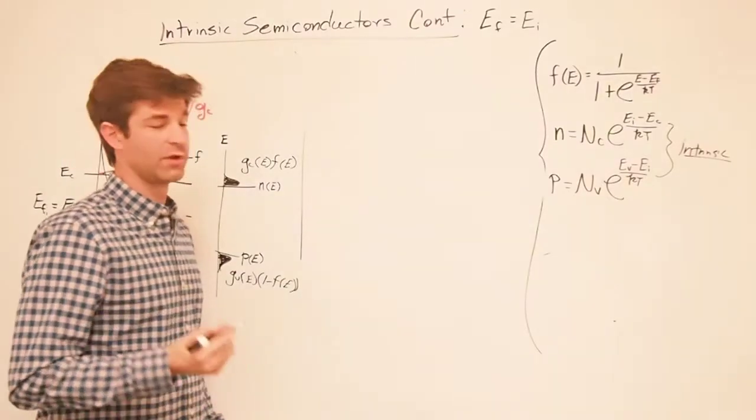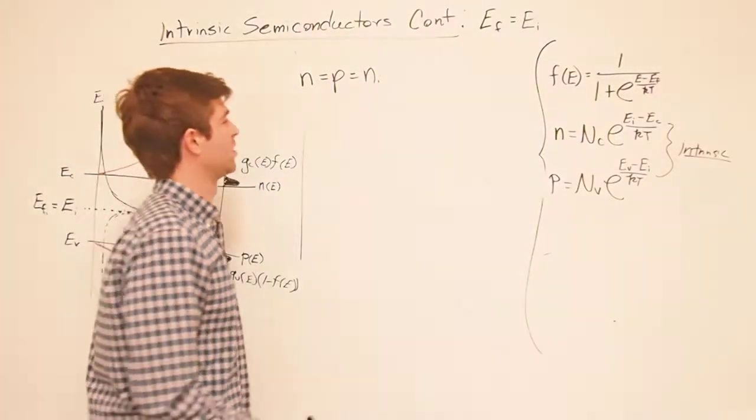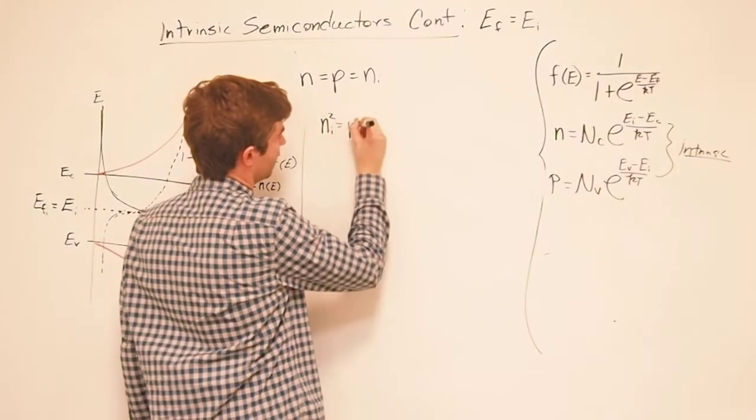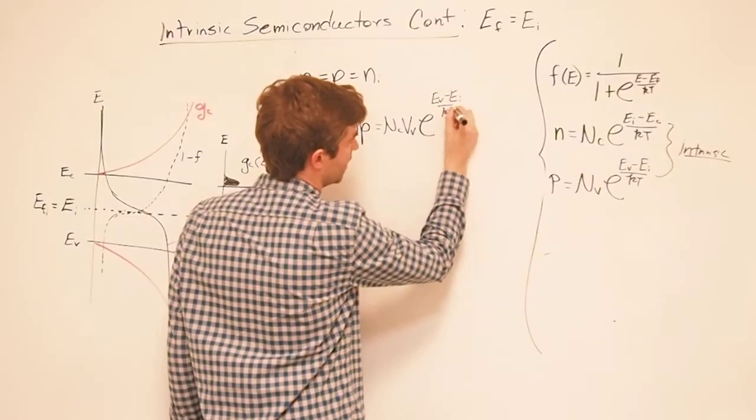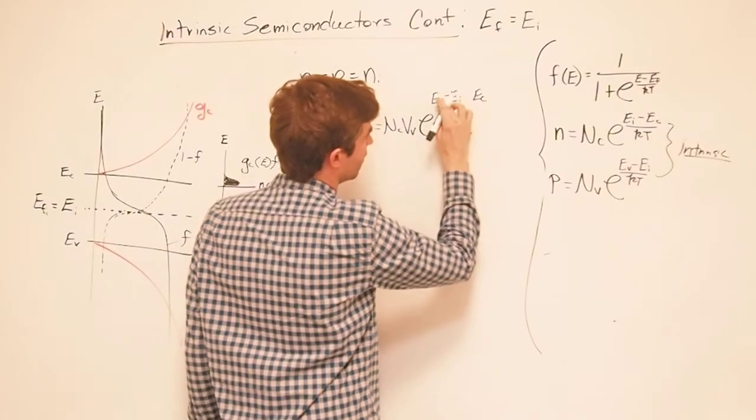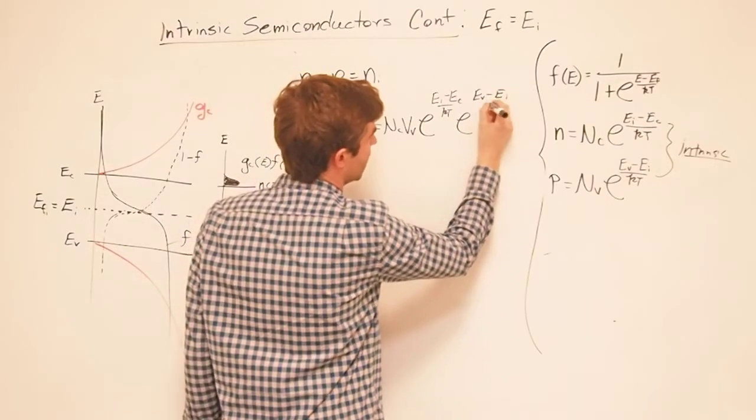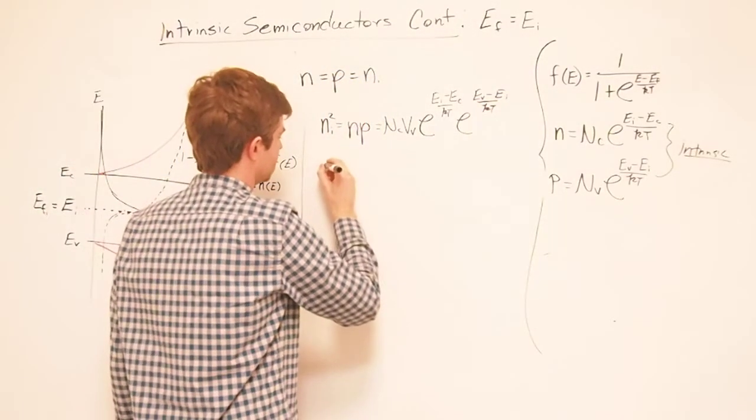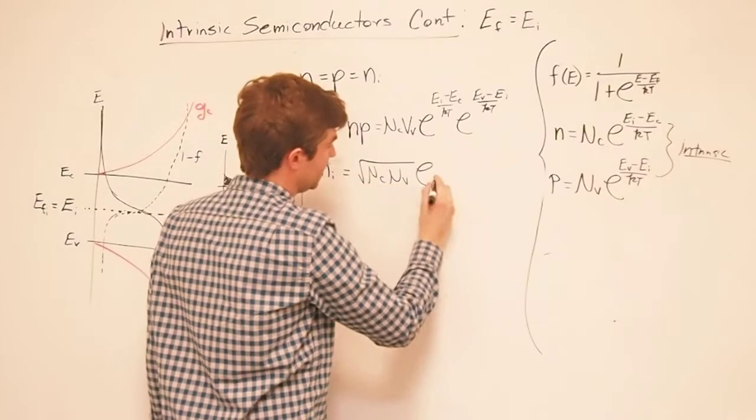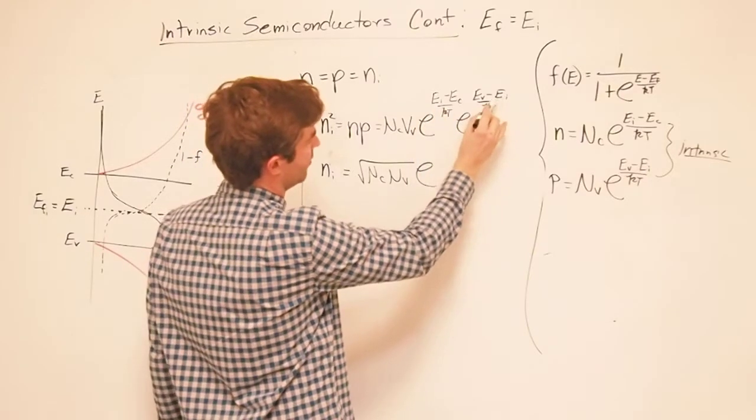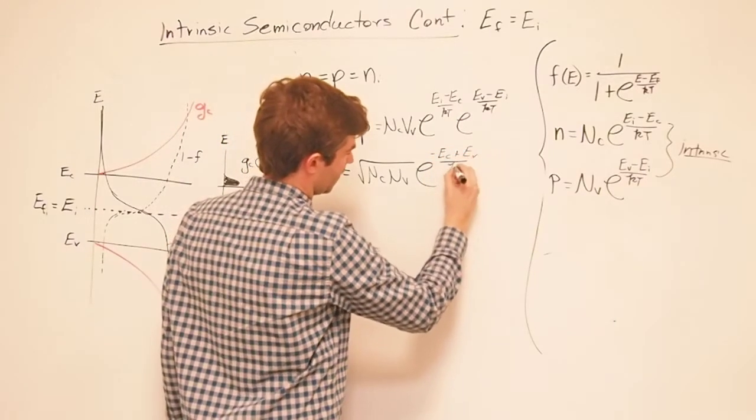Furthermore, for intrinsic semiconductors, we know that for every electron there's a hole, so we can say N equals P equals Ni, which is our intrinsic carrier concentration. And we can say that Ni squared equals NP, which is equal to NC NV e to the EV minus EI over kT times e to the EI minus EC over kT. Then we put that together, and Ni is equal to the square root of NC NV times e to the, well, EI minus EI is 0, so I get negative EC plus EV over kT.